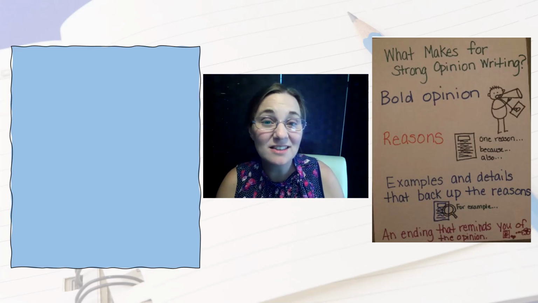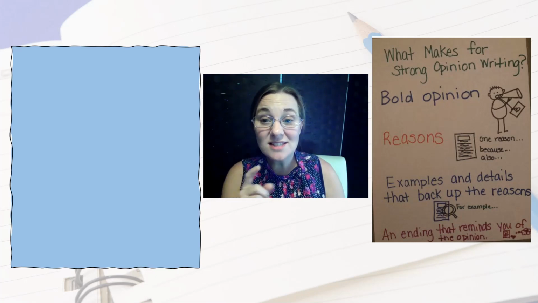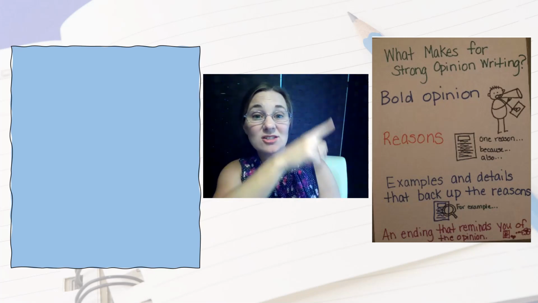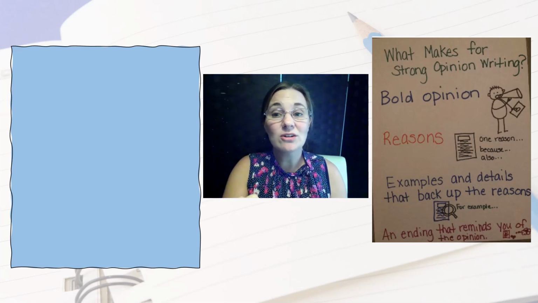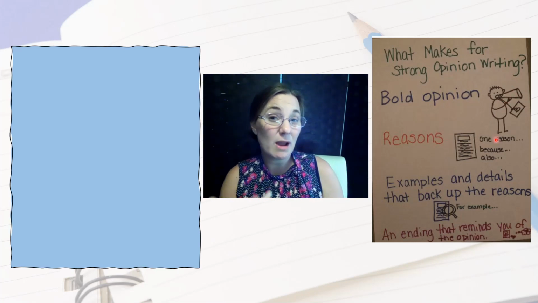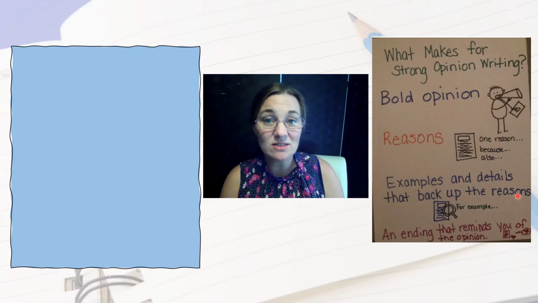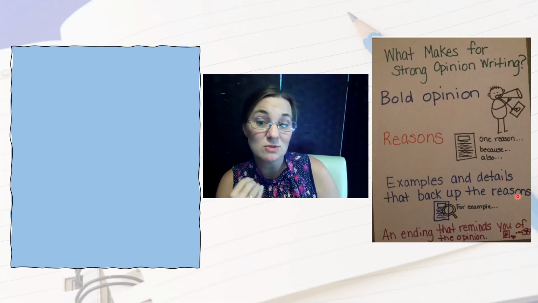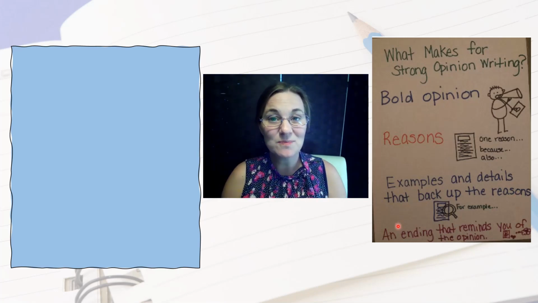When you do opinion letter writing, it doesn't matter that it's in the form of a letter. We still use all of these strategies that we just learned about opinion writing to write the letter. Your letter is going to start with a bold opinion, saying what you think or feel. It's going to be followed by reasons, so why you think or feel that way. You're going to back it up with examples and details to prove those reasons or support those reasons. And you're going to give it an ending that reminds the reader of what you believe.